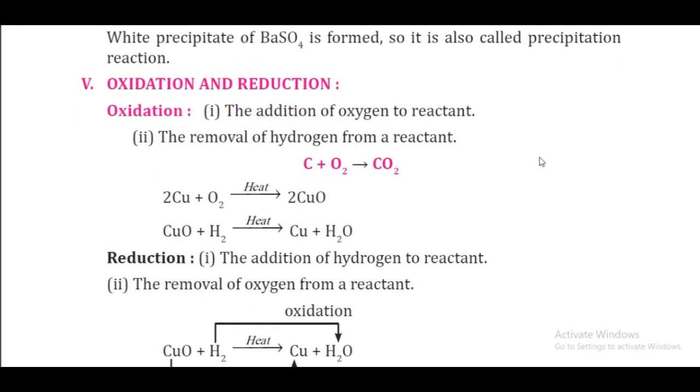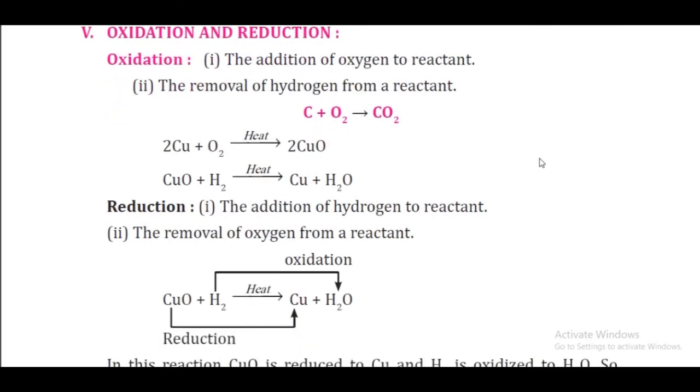In the next example, you can see brown copper. Copper is a metal of brown color. Brown copper reacts with oxygen in the presence of heat to form black copper oxide. Copper oxide is black in color. So this is an oxidation process taking place here, as copper is getting oxidized by the addition of oxygen.